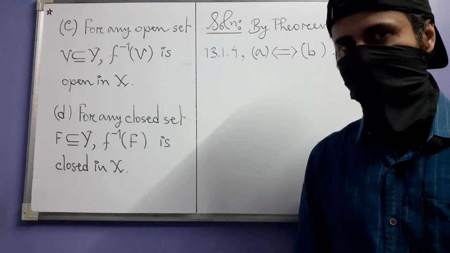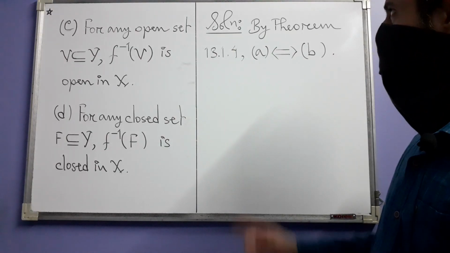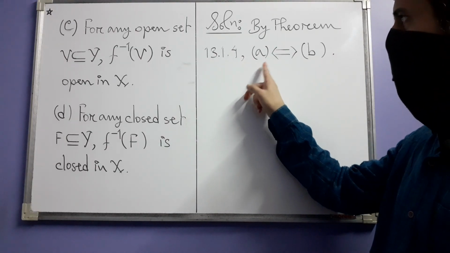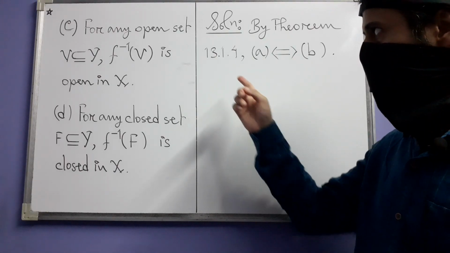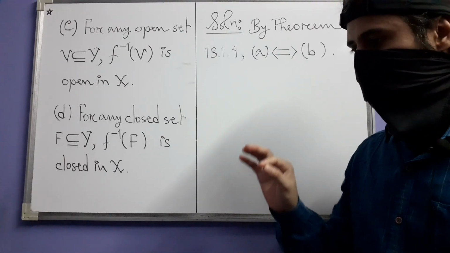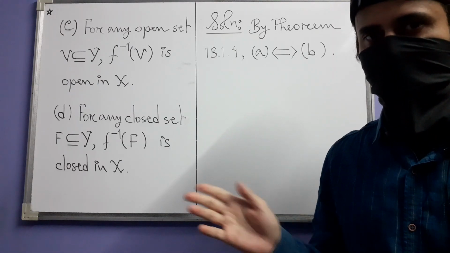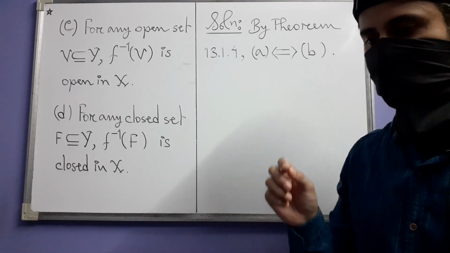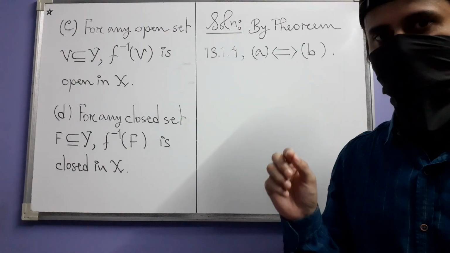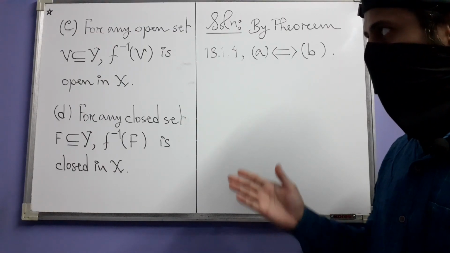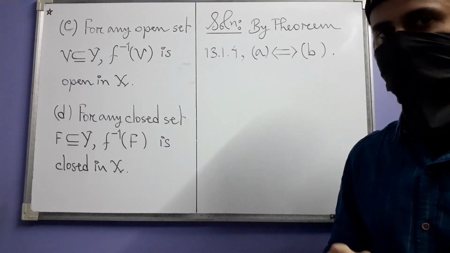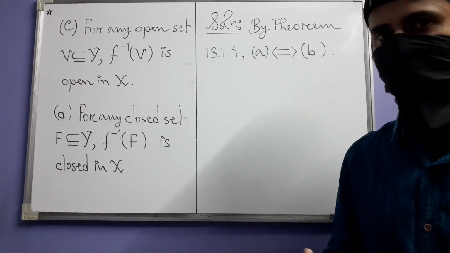We already have some work done for us. By theorem 13.1.4, statements A and B are equivalent. You go and see this theorem. There we have the point version of these statements. That is, these statements there are given for a single point, but actually that itself gives us this. You see for yourself why it's a very simple thing, okay?